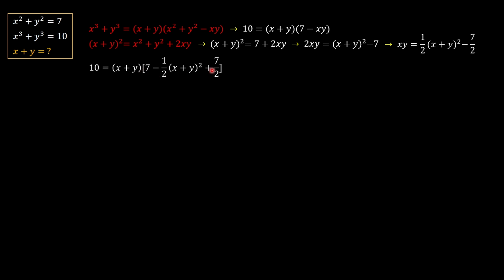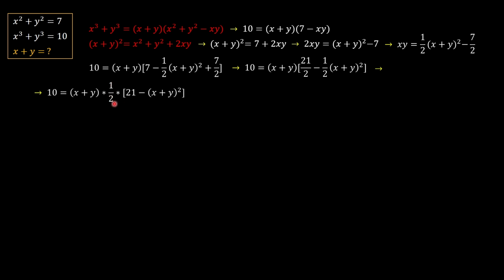So now let's sum these two values. 7 we can write as 14 divided by 2. Then it is easy to sum these two values. It will be 21 divided by 2. You can notice that we have 2 here and 2 here in both terms. So that means we can take it out from the brackets. Then we'll get 1/2 multiplied by square bracket. Inside of the square bracket, we will have 21 minus (x plus y) squared.